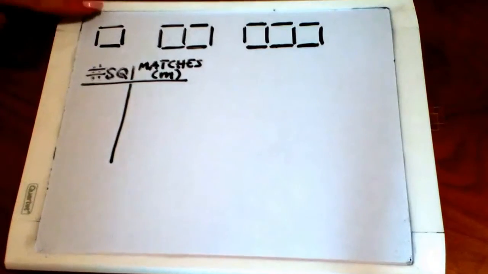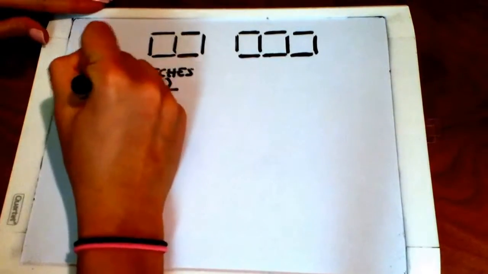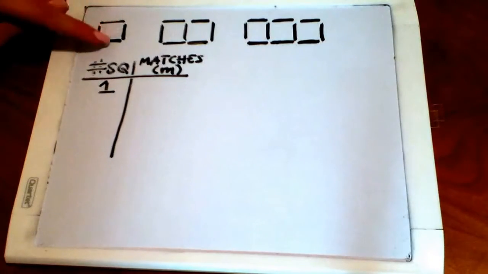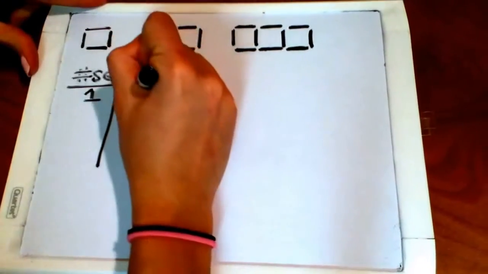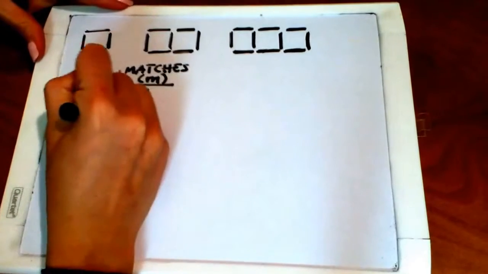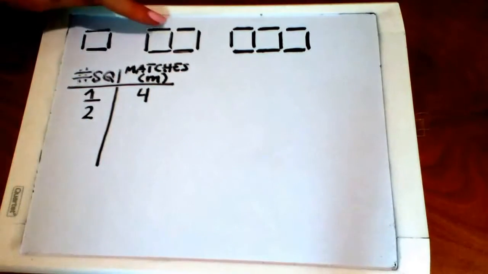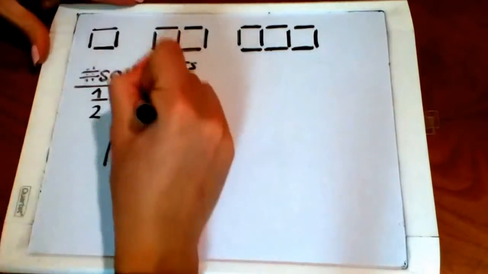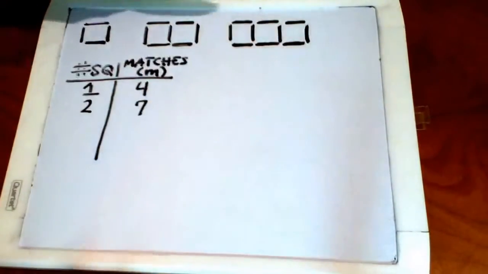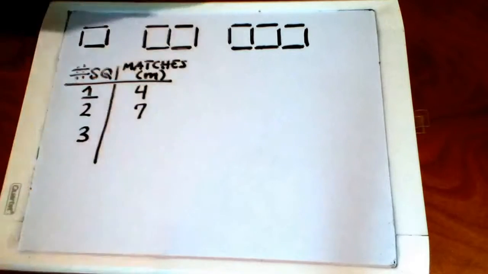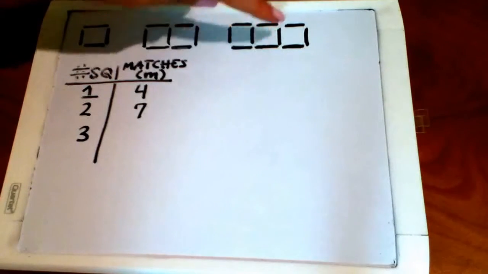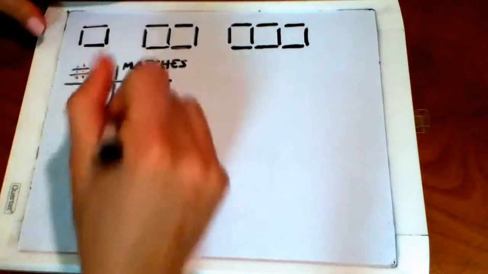So when we have 1 square, we have 1, 2, 3, 4 matches. When we have 2 squares, we have 1, 2, 3, 4, 5, 6, 7 matches. When we have 3 squares, we have 1, 2, 3, 4, 5, 6, 7, 8, 9, 10 matches.